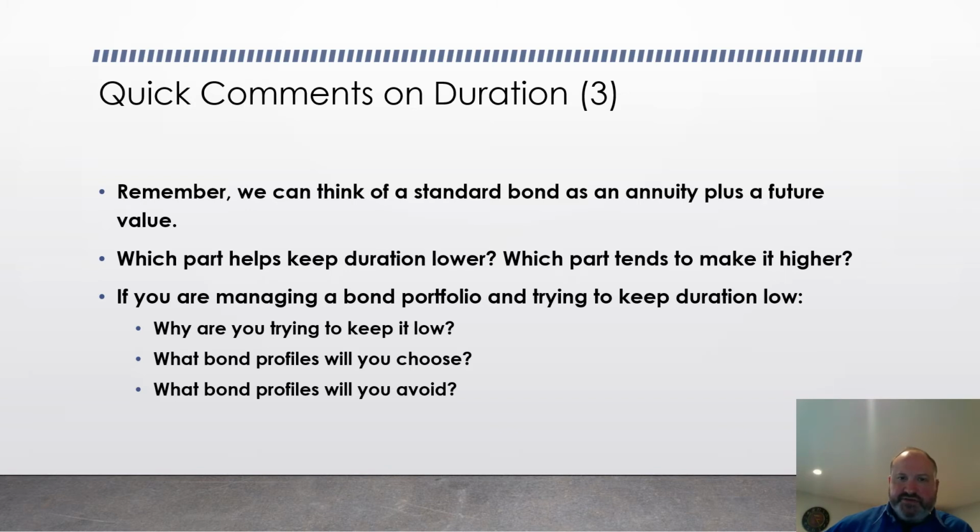So the annuity portion, the regular payments, keeps duration lower. The part at the end, the principal repayment, tends to make it higher. So if you're trying to keep duration low, first of all, why would you try to keep duration low? Probably because you're worried that interest rates are going to go higher, right? That's the only real reason.